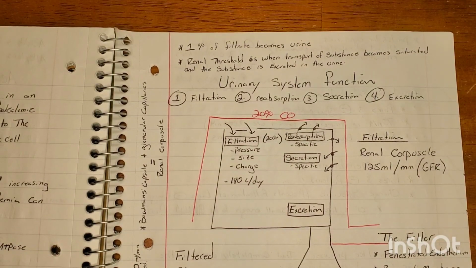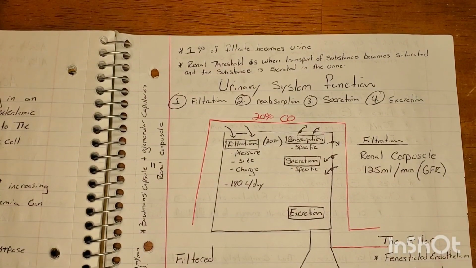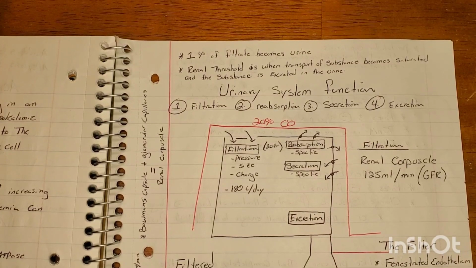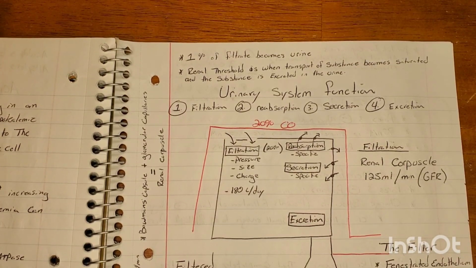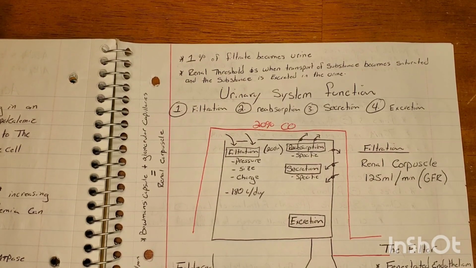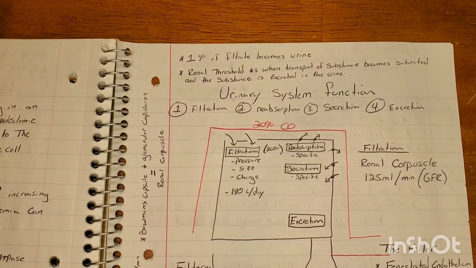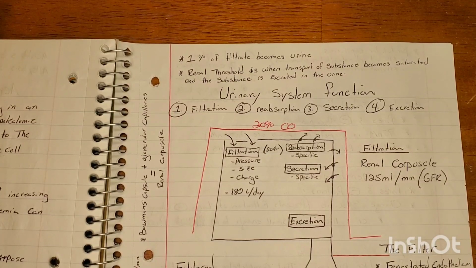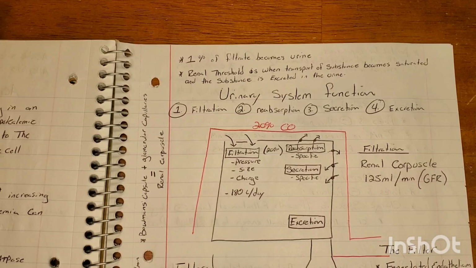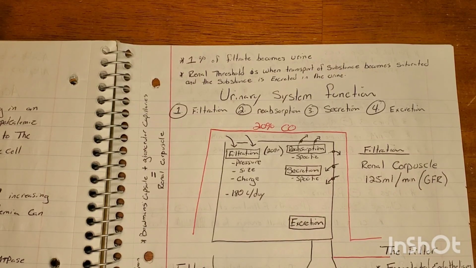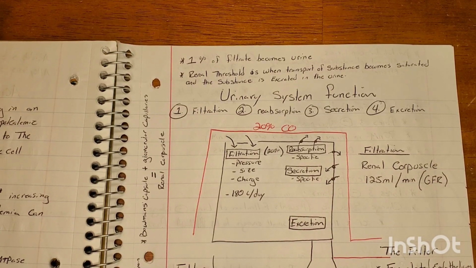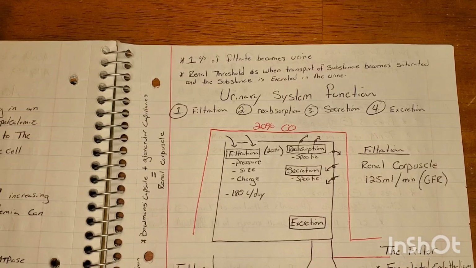All right, so we are talking about the kidney today. We're going to go through all the roles that it plays in filtering, in urine concentration, reabsorbing, secretion, all the different things that the kidney can do. So we'll start here with filtration.